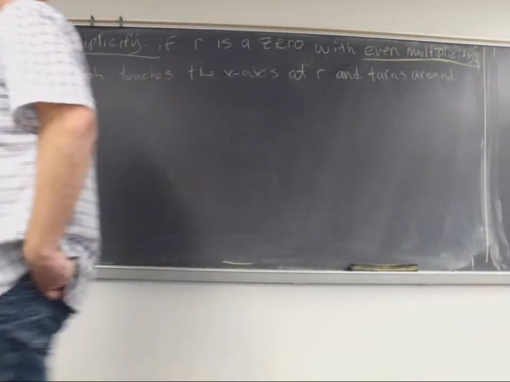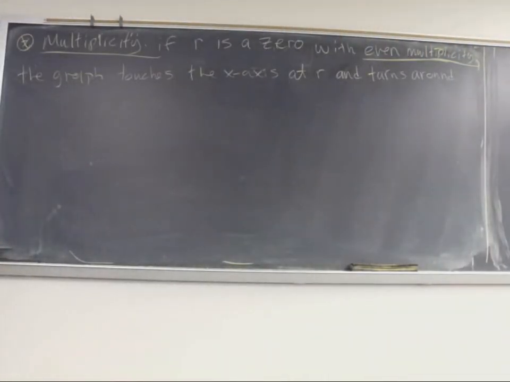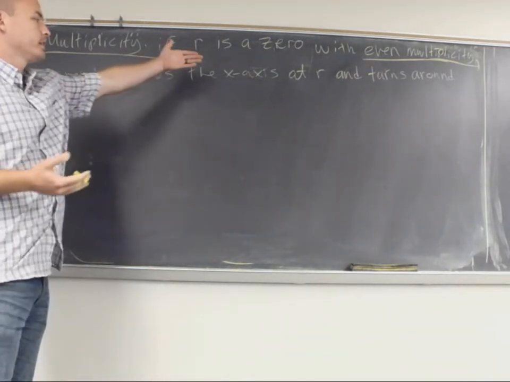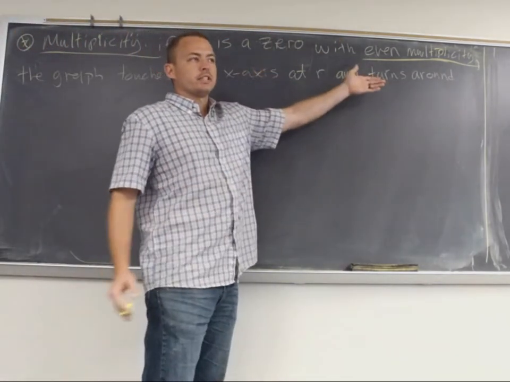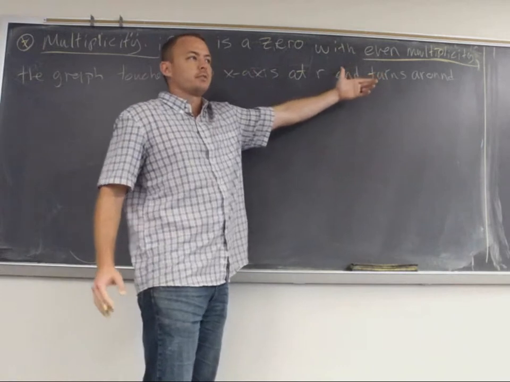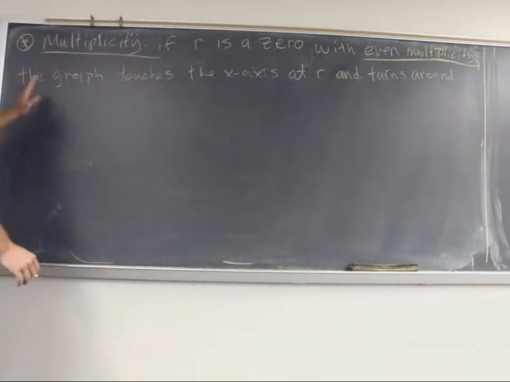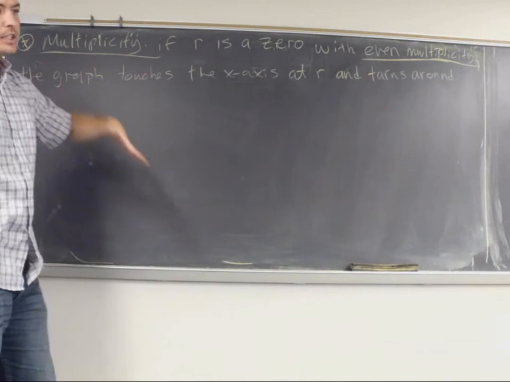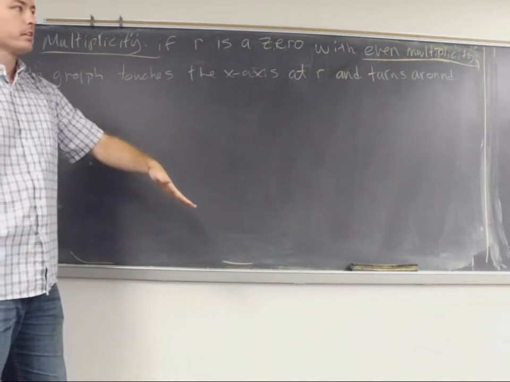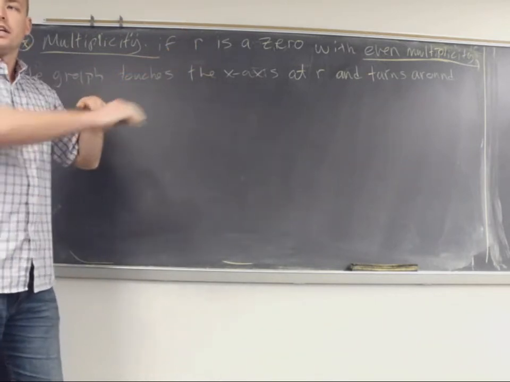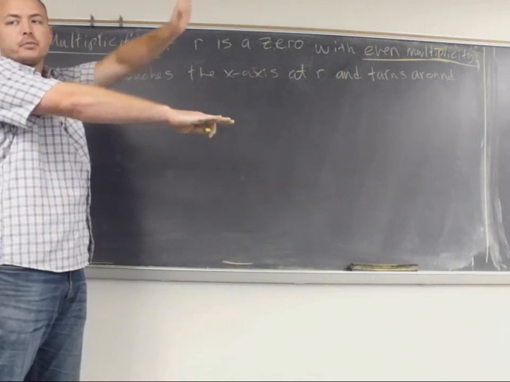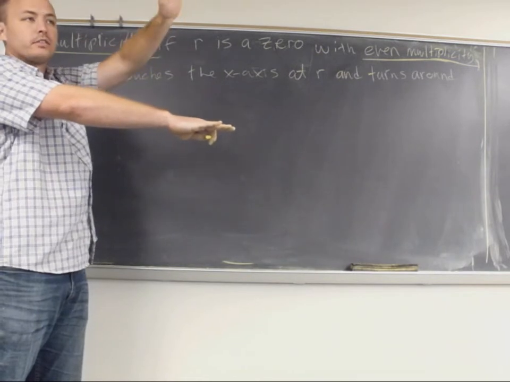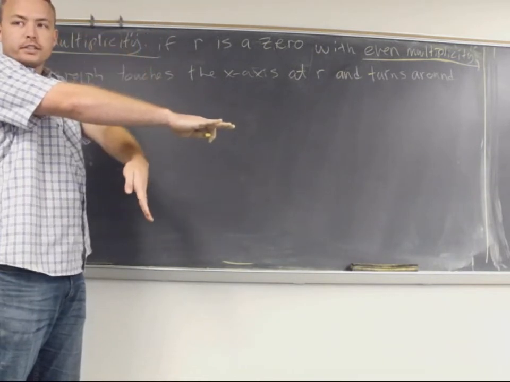All right. So this is saying if R is a 0, so you factored everything and you got your x-intercepts, that's telling you that this is one of them. So if that number has an even multiplicity, and I'll show you how to determine multiplicity when we get to an example, then the graph will touch the x-intercept at that point, R, and then it'll turn right back around. If this is the x-axis, this arm comes down and touches, and it turns right back around. So it forms a nice smooth curve. It doesn't go through. That's what odd is going to do.